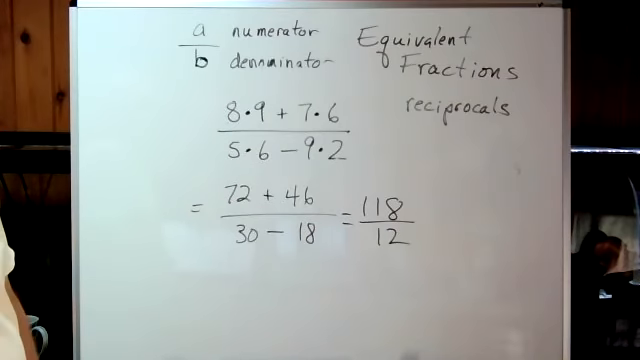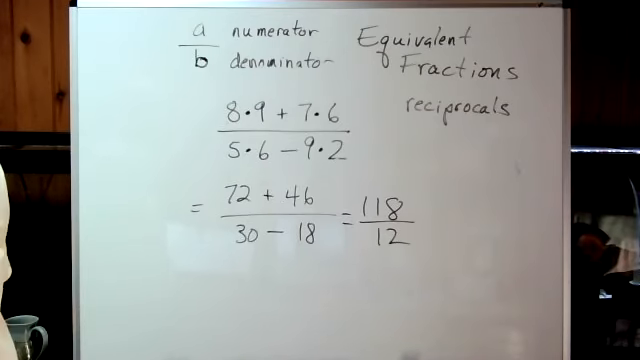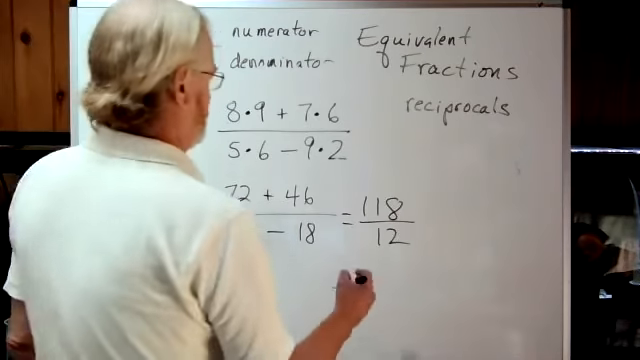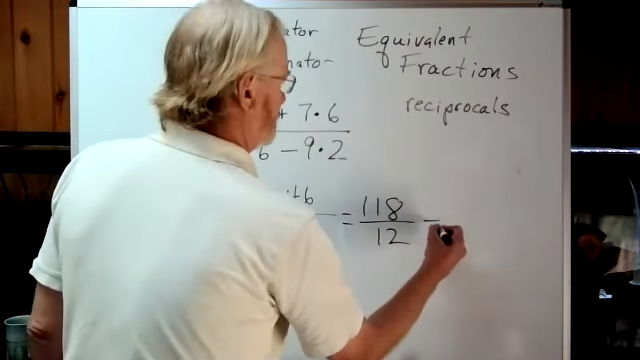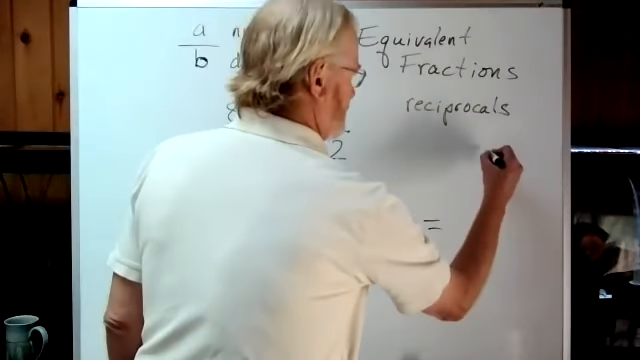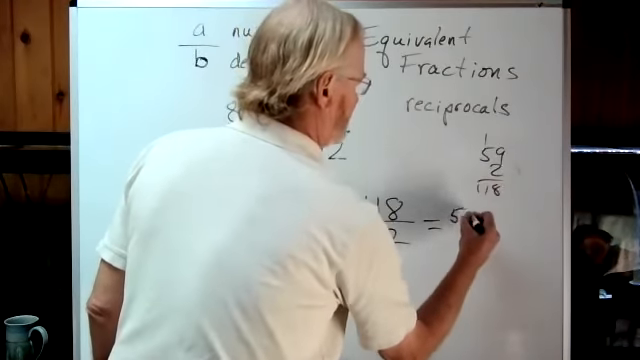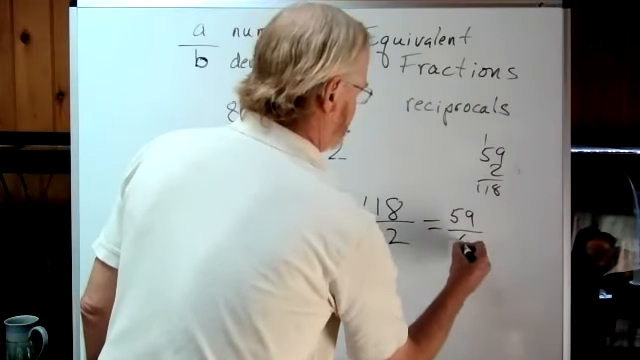And now I'm going to start looking for common factors. Nothing real obvious right now except 2's. I'm going to divide them both by 2, okay? So dividing this by 2, 59. If you have to do this because you're not quite sure, do that. Yes, 59 over 6.